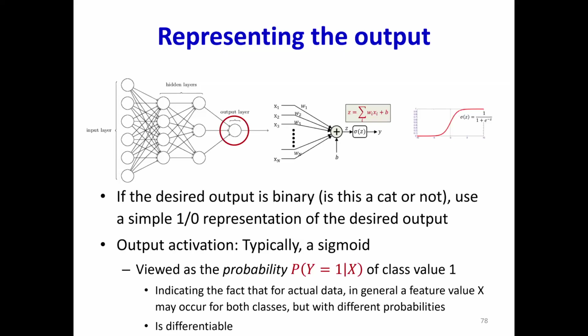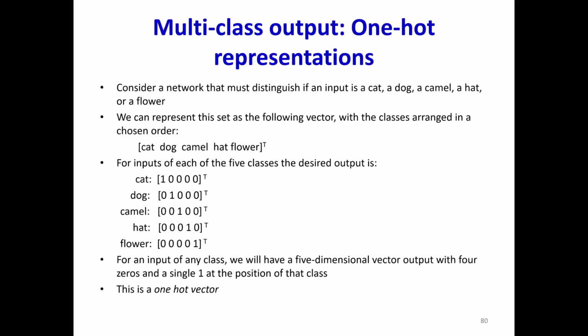Now, we can think of this as P of y equals 1 given x. That's what the network computes. If I have a multi-class output, like I'm computing an output, the network must decide if the input is a cat, a dog, a camel, a hat, or a flower. So I've specified a number of different classes, and the network must choose from one of these.